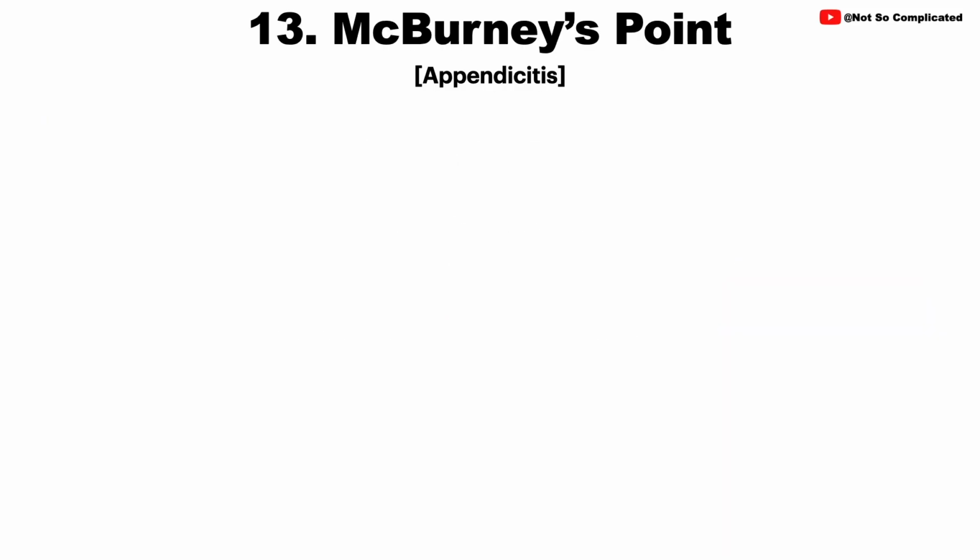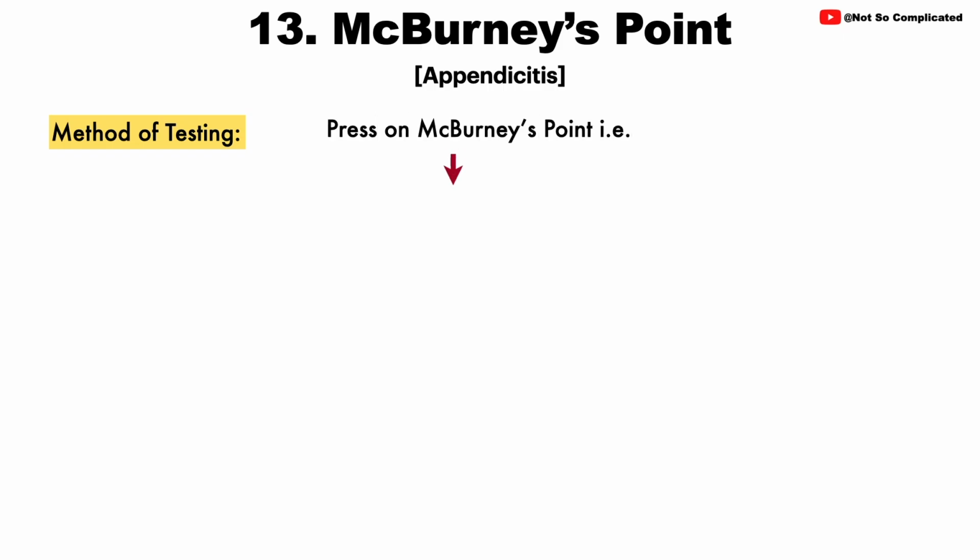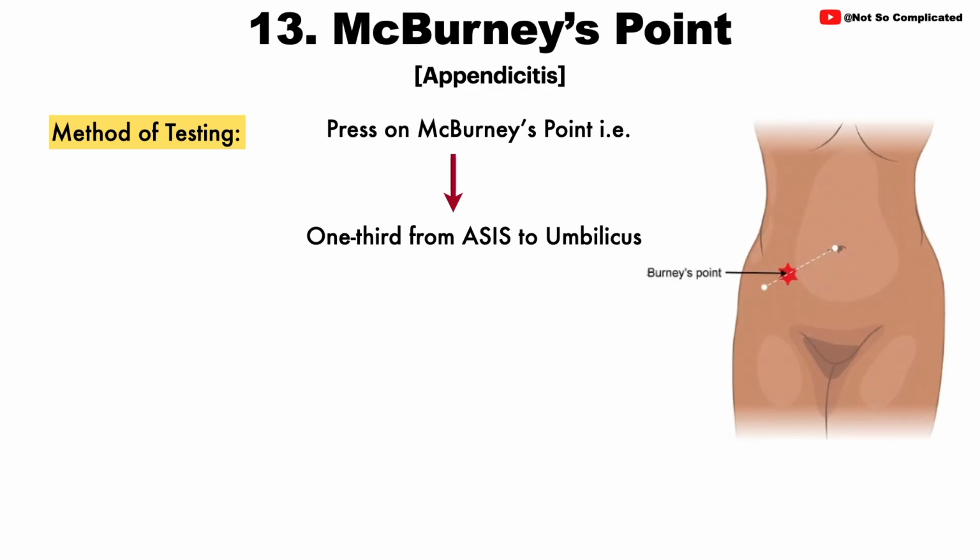The 13th is McBurney's point, not a sign actually, it is a point. So it is also for appendicitis. The method of testing is to press on McBurney's point. What is McBurney's point actually? It is one third from the anterior superior iliac spine to the umbilicus, just like this. You have to draw an imaginary line between the ASIS and the umbilicus, and this point is one third from the ASIS or two thirds from the umbilicus. All right, so that is where McBurney's point is, and if you press at that point there will be sharp pain in the case of appendicitis.